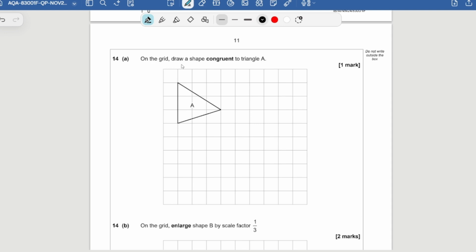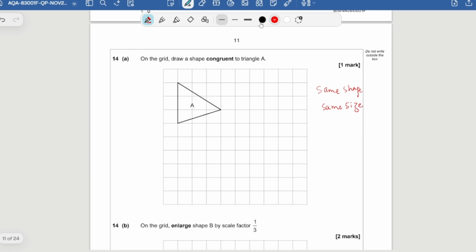On the grid, draw a shape congruent to triangle A. So a congruent shape is one which is the same shape and of the same size. That's what we mean by congruence. So it has to have the same side lengths and the same angles.